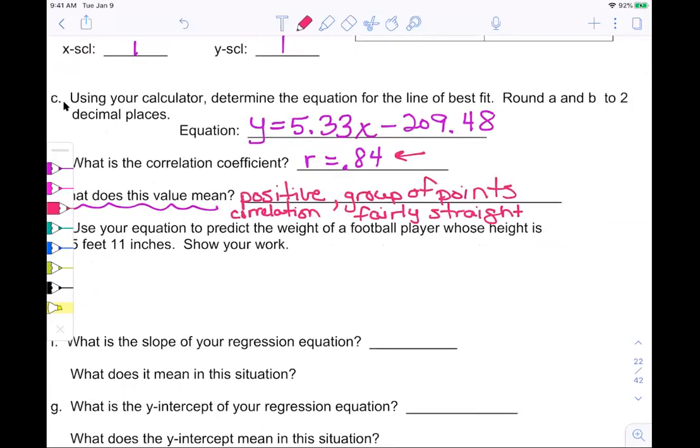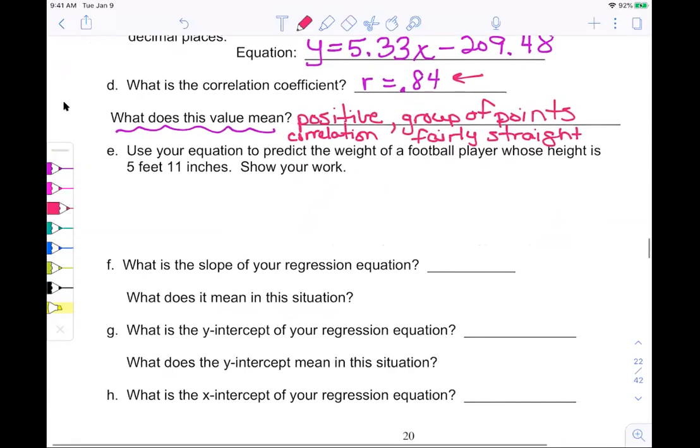All right, now we're going to continue to see if we can predict and analyze. Part E says use your equation. That's the key part. We're not using the data above, we're now using the equation. The equation is like the average line. That's what the best fitting line means. It's the line that's in the middle of the data. Once you have the equation, we use it to help us answer some questions.